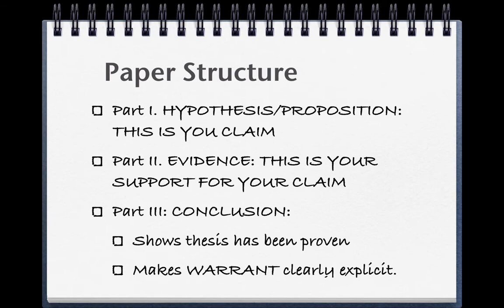So what should the structure of your paper be? The paper should have a first part, which should be your hypothesis or your proposition. And this is your claim, the claim you make in this paper. The second part should then be the evidence or the support that you provide for your claim. The third part is the conclusion. And in this conclusion, you show that your thesis was proven. And what is very important here is that your warrant is made clearly explicit in this.